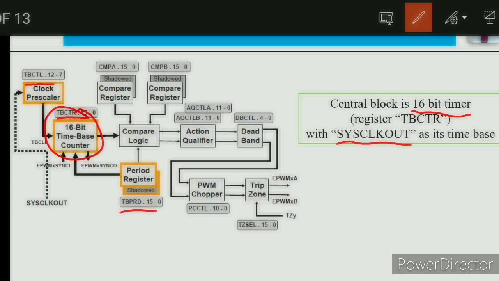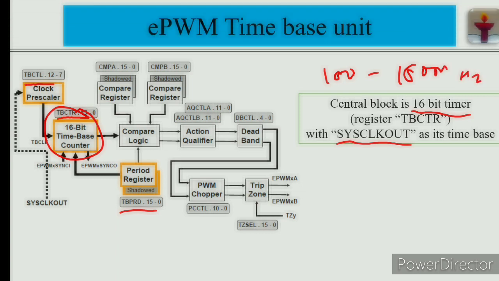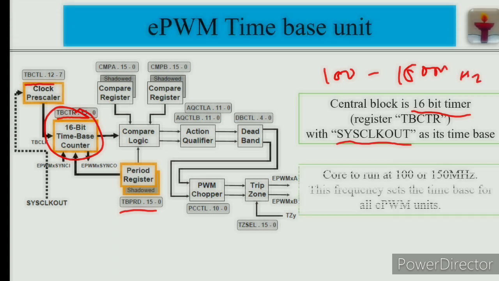The system clock output is 100 megahertz to 150 megahertz depending upon your DSP processor, and it will run at 100 megahertz or 150 megahertz. This frequency will be your base frequency for all EPWM modules, right?